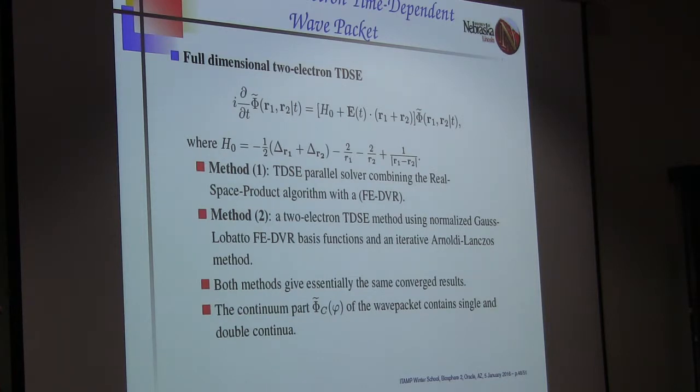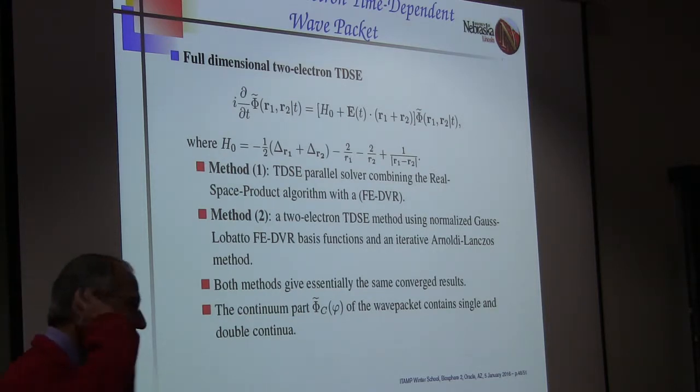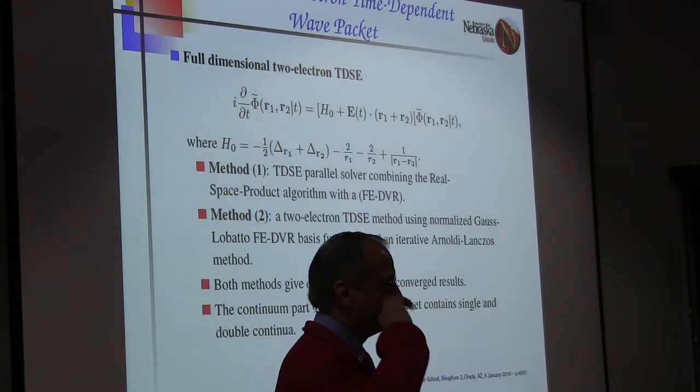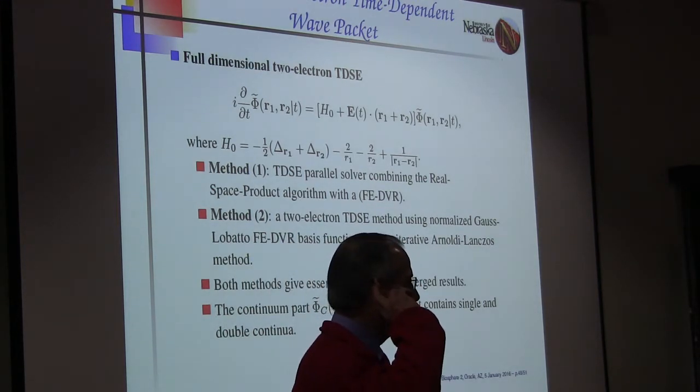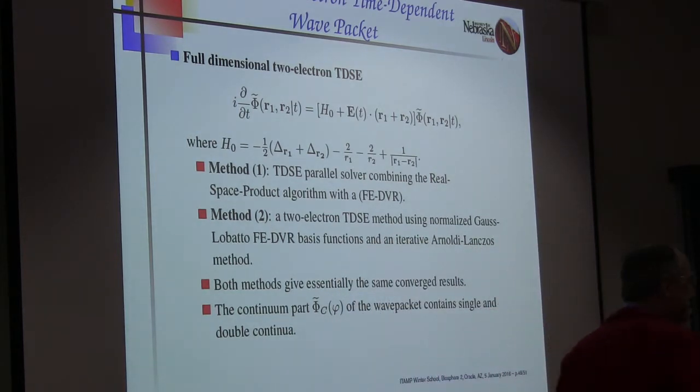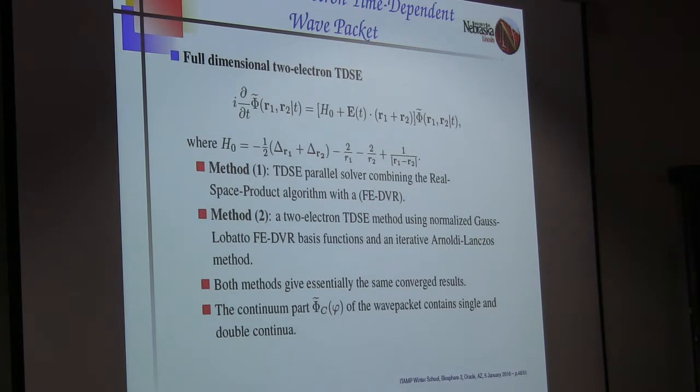Yes? On that, suppose you do use a strong field, you can no longer use perturbation theory. But do you expect the electron-electron correlation to be the same? Do I expect the electron-electron correlation to be the same when you have a strong field? That should be the same, right? That should be independent of the field. So whatever you calculate with perturbation theory, you expect the same.